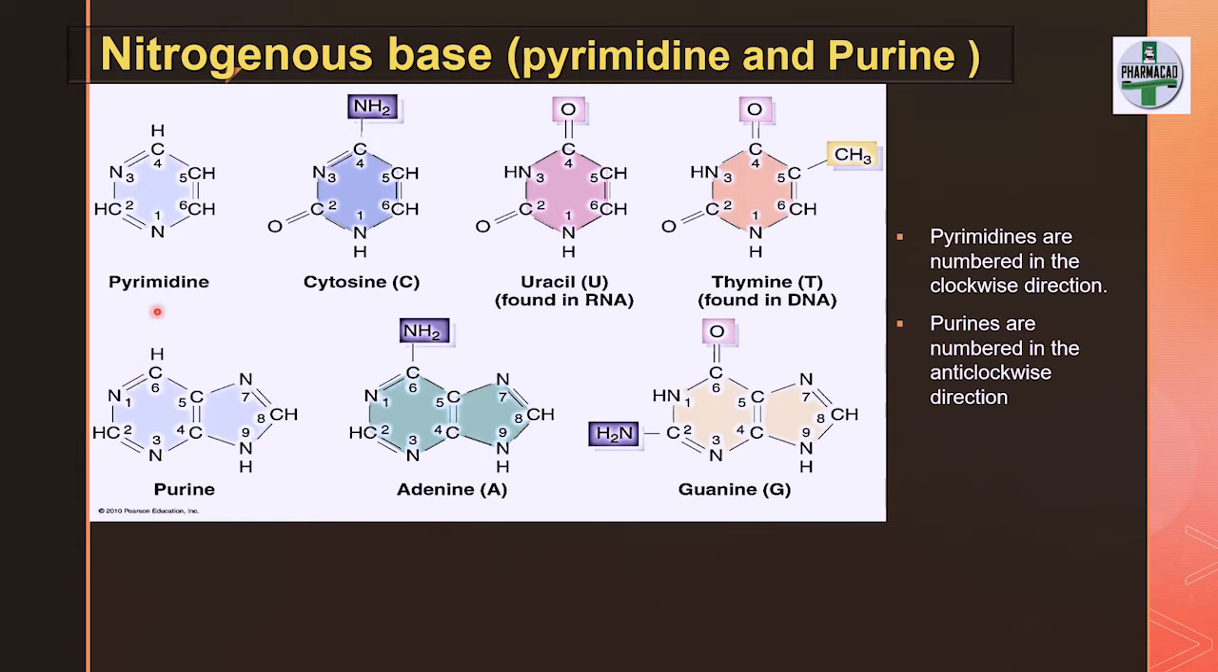The examples of pyrimidine include cytosine represented by C, uracil which is U, thymine which is T, and it is seen that uracil is found in RNA while thymine is found in DNA. Purines include adenine and guanine. Hence, in case of DNA, we have cytosine, thymine, adenine, guanine, while in case of RNA, cytosine, uracil, adenine and guanine are present.